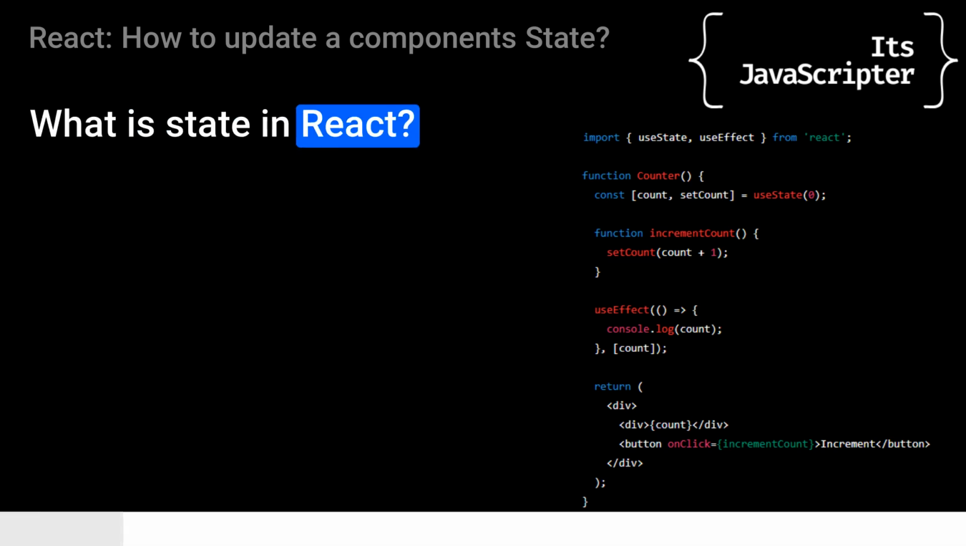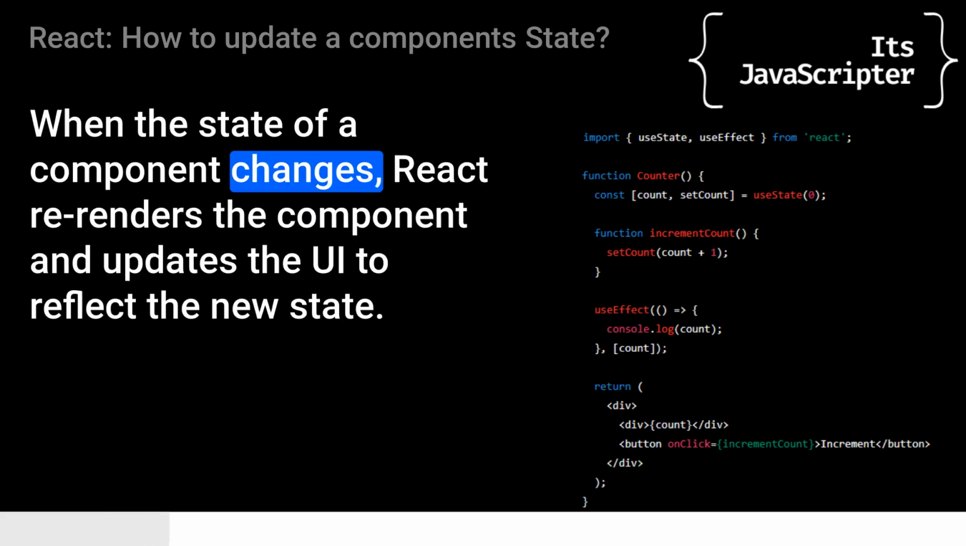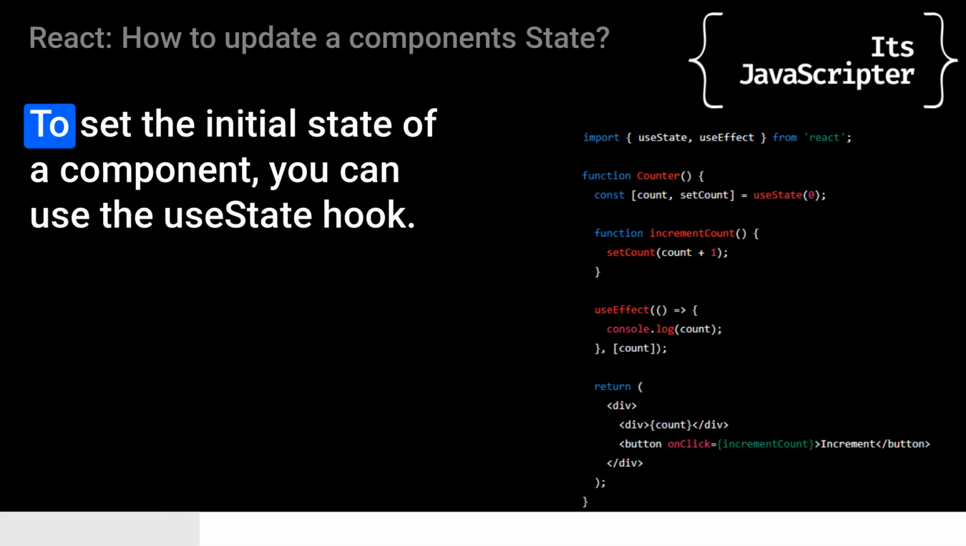What is state in React? In React, state is an object that contains data that can change over time and affects the rendering of the component. When the state of a component changes, React re-renders the component and updates the UI to reflect the new state. To set the initial state of a component, you can use the useState hook.